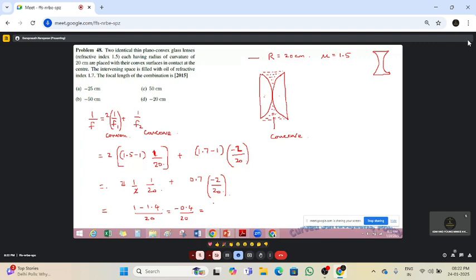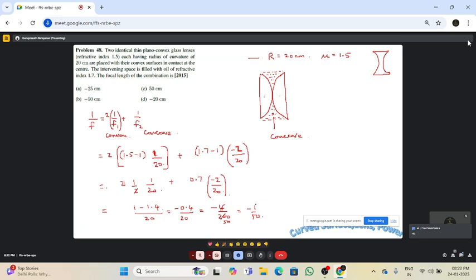So do the math. 4 divided by 200. So 4 of 5, 1 by 50. So that is 1 by f. So f is equal to minus 50. So what it means is it behaves like a concave lens. Even though you have some convex, your refractive index of the concave part is 1.7. So I think because of that it is behaving like a concave lens. The minus 50 should be the correct answer.